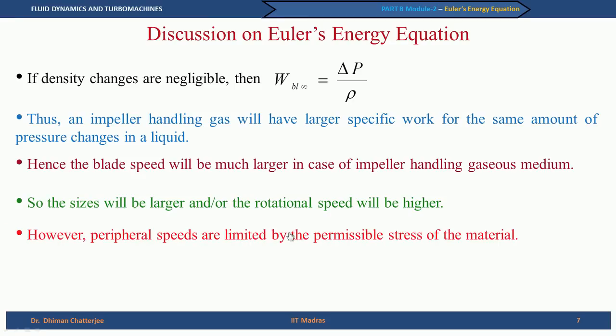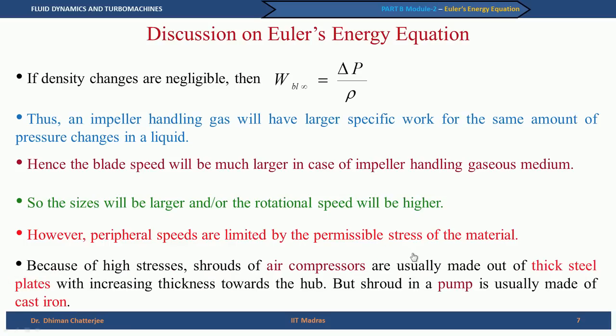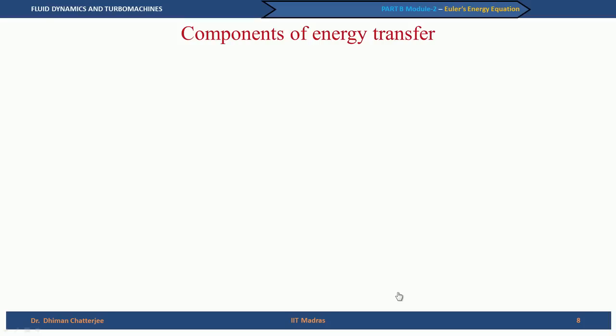So, you see that proper choice of material stems from the requirement of higher speed or lower speed, and the speed requirement comes from the specific work requirement related with the density. So, we have to keep this in mind while designing a turbo machine, and because of these high stresses, we find that the shrouds of air compressors are usually made out of thick steel plates with increasing thickness towards the hub. But the shroud in a pump is usually made of cast iron, because as I told you, the speeds will be very different.